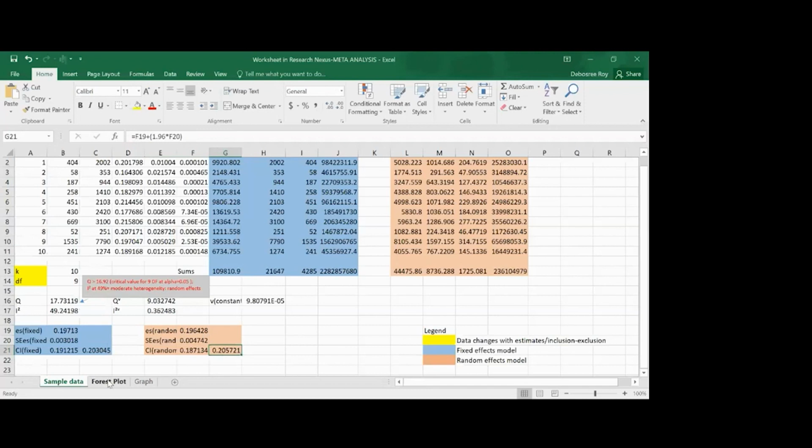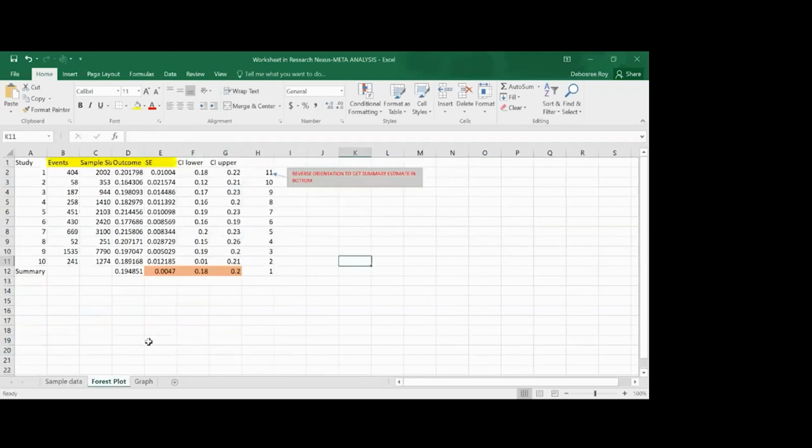Now, everybody adds a forest plot for visual analysis and visual display. And you can see the second tab, called forest plot. So here we basically copy the outcome and the standard error tables.